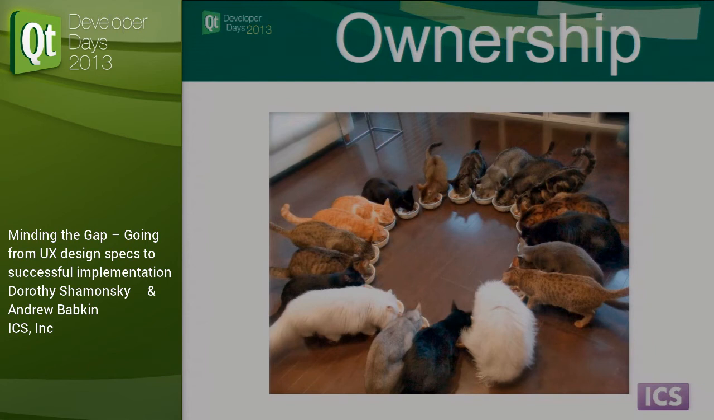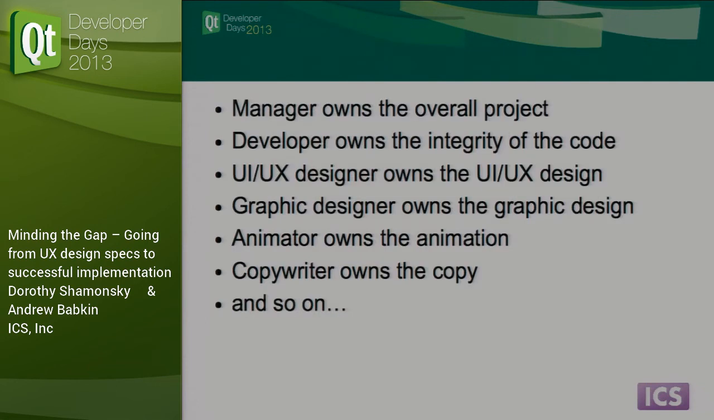Ownership is a pretty easy thing to understand, right? It's like just do your own thing. Managers own the overall project. They make all the decisions related to that. The developer owns the integrity of the code. The UI/UX designer owns the UI/UX design. The graphic designer owns the graphic design, and so on. So it sounds easy.